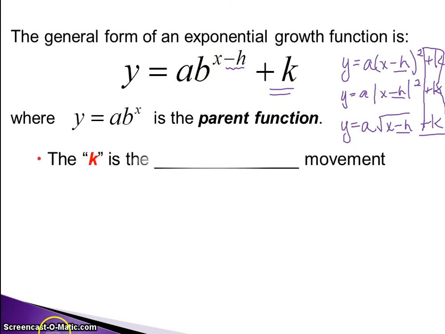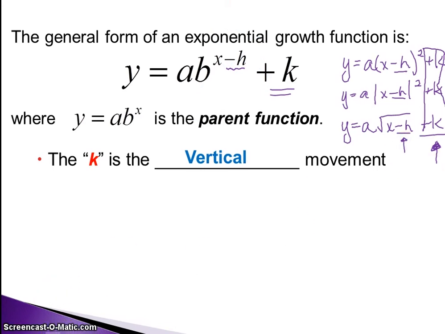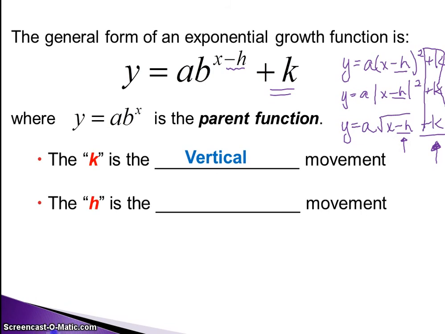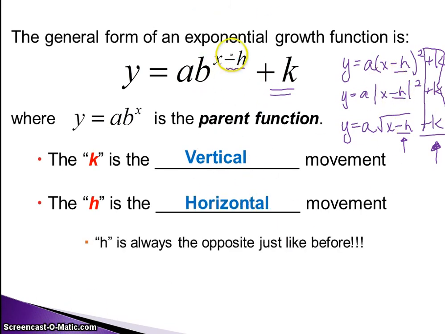Now, that k, it's on the outside. And remember, no matter what kind of equation it is, if it's on the outside, that's our up and down, so that is our vertical movement. That h, the one that's on the inside, that is our horizontal or left and right movement. Now, remember, this is always x minus h, no matter what equation you're looking at. And since it's x minus h, it is always going to be opposite, just like we've done in the past. So don't forget that.